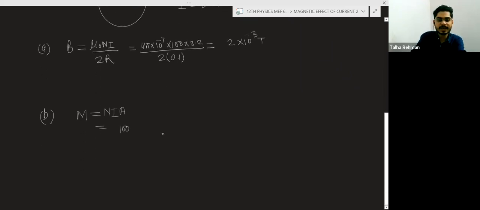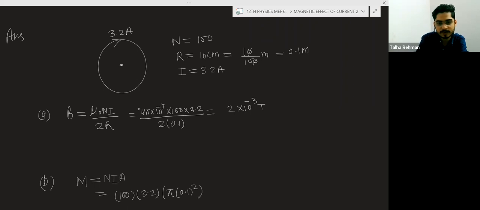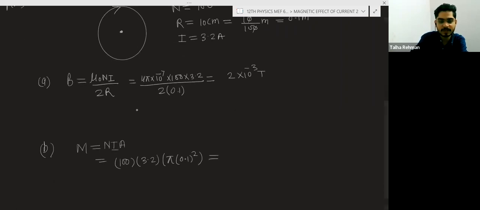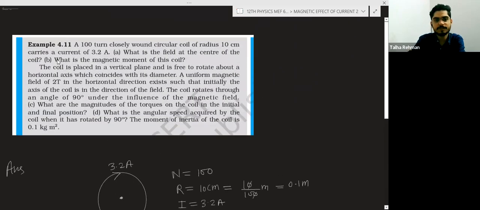So magnetic moment is NIA, N is 100, current is 3.2. This coil is a circular coil, so the area of the circle is pi r square. Pi into r square, r square means 0.1 square. So magnetic moment will come out to be approximately 10 ampere into meter square. This will be your magnetic moment. I am not calculating because I know you can calculate this. This A part and this B part are completed.